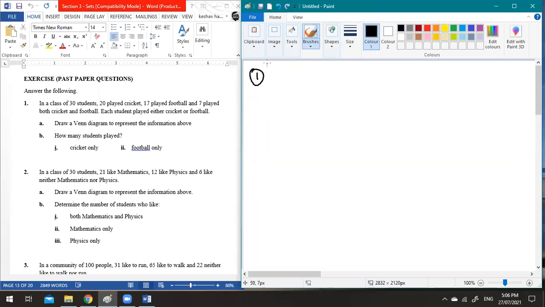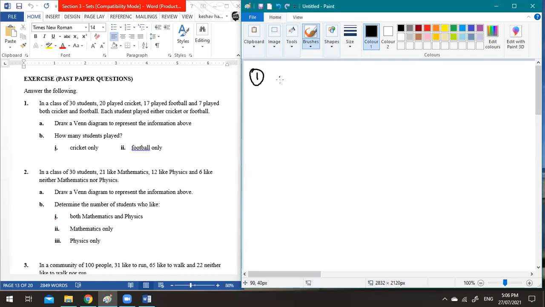Right, past paper questions. The sets. Number one: in a class of 30 students, 20 played cricket, 17 played football, and 7 played both cricket and football. Each student played either cricket or football. Draw a Venn diagram to represent the information and find how many students played cricket only and football only.